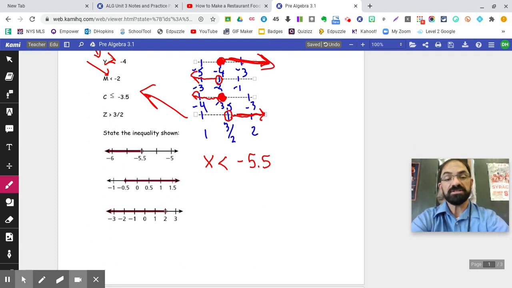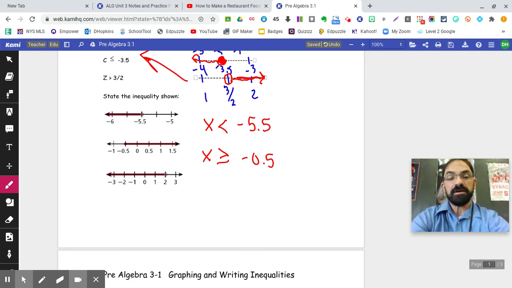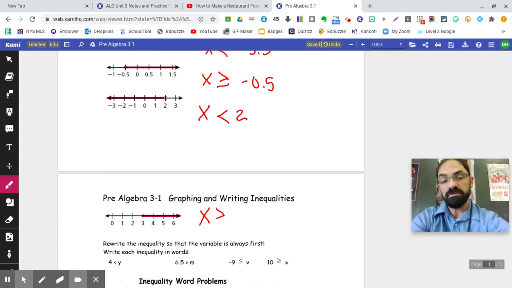The next one, once again, start with x. But this time it's a closed circle shading the other way. So that would be greater than or equal to since it's closed, and negative 0.5. Next, x, open circle, so less than 2. And then you have one more on your paper. X, closed circle shaded to the right, so greater than or equal to 3.